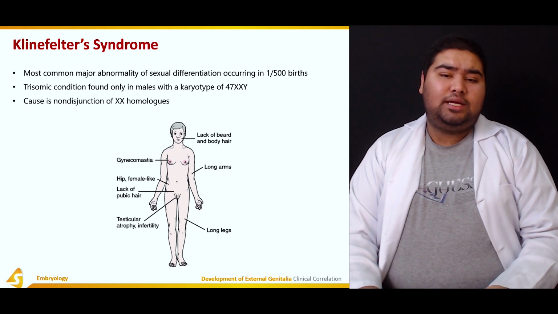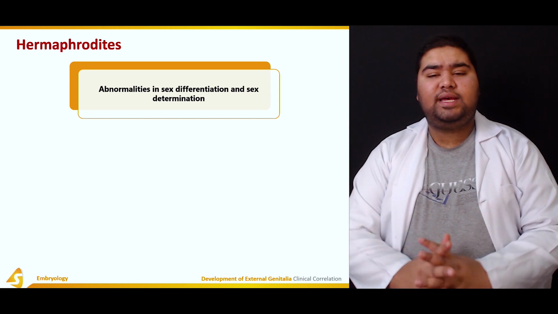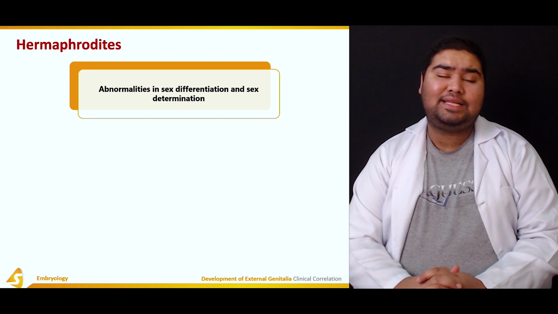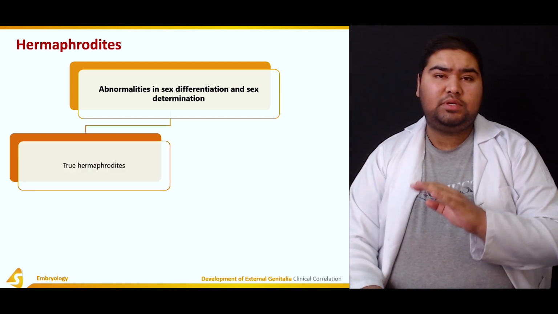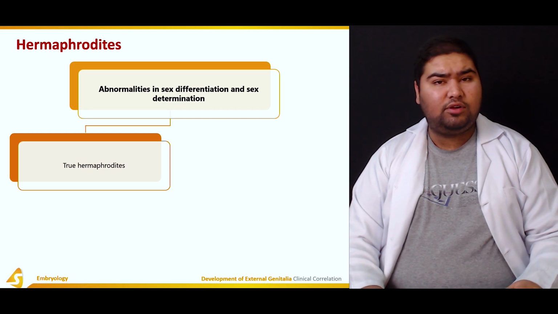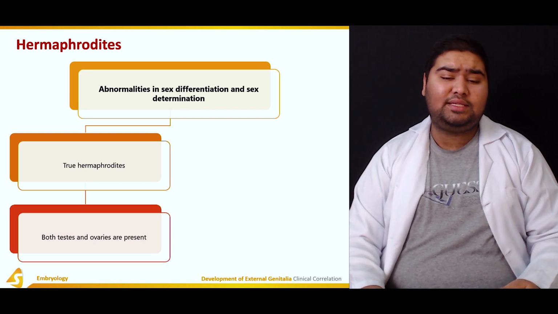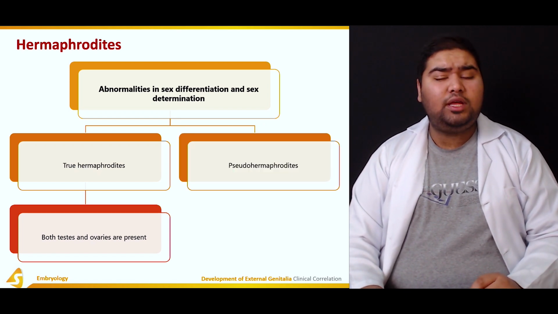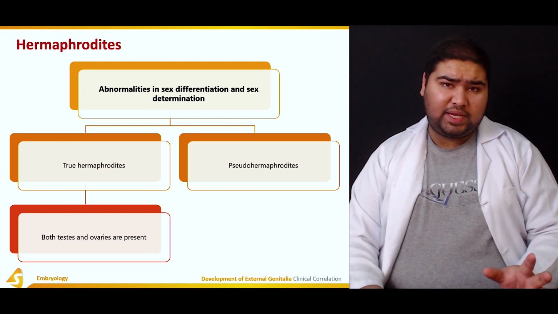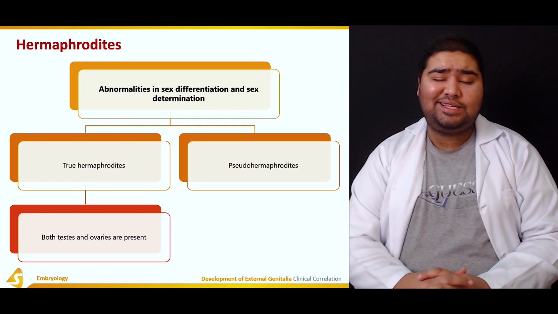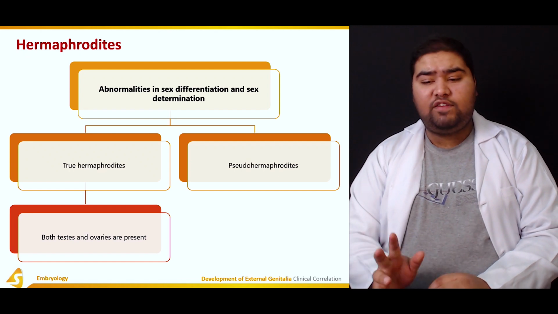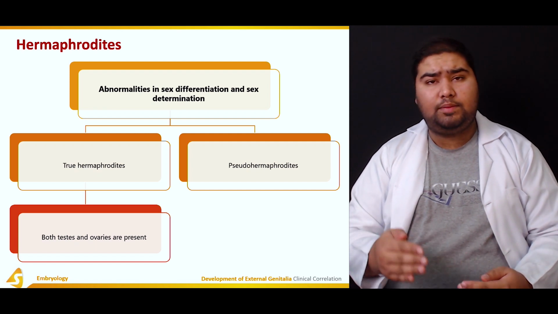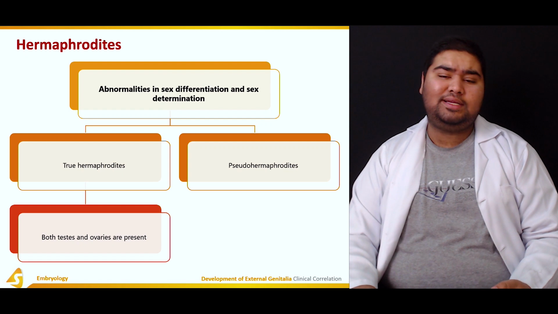So let's see what hermaphrodites are. Hermaphrodites have abnormalities in sex differentiation and sex determination. They can be divided into true hermaphrodites and false hermaphrodites. We have true hermaphrodites, in which both the testes and the ovaries are present. We have the pseudohermaphrodites, in which the genotypic sex, that is the genetic complement of the sex, is usually masked by the phenotypic appearance. So the genetic complement is one and the phenotypic appearance is of the opposite sex.